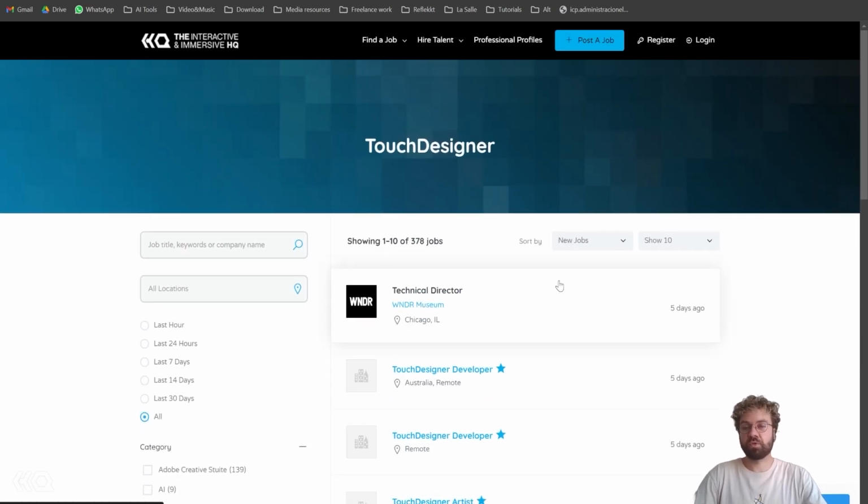Of course, you can also check out other normal job platforms, but especially if you search for TouchDesigner, I didn't really find a lot. So maybe you have to be more specific about the job role, like, I don't know, technical director or, you know, interactive media developer or something like this.